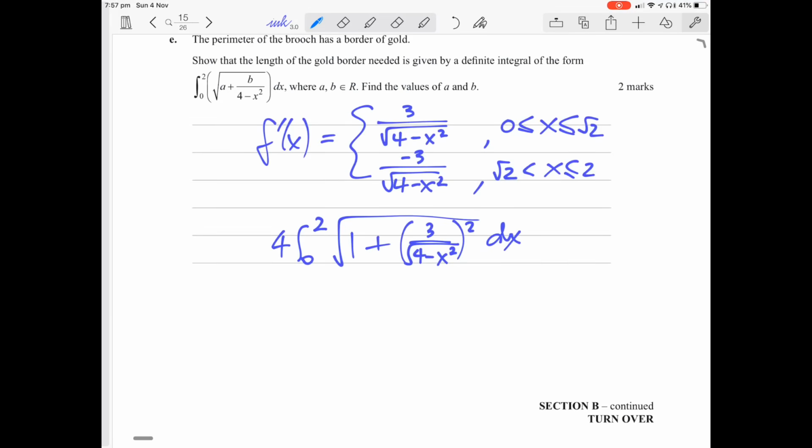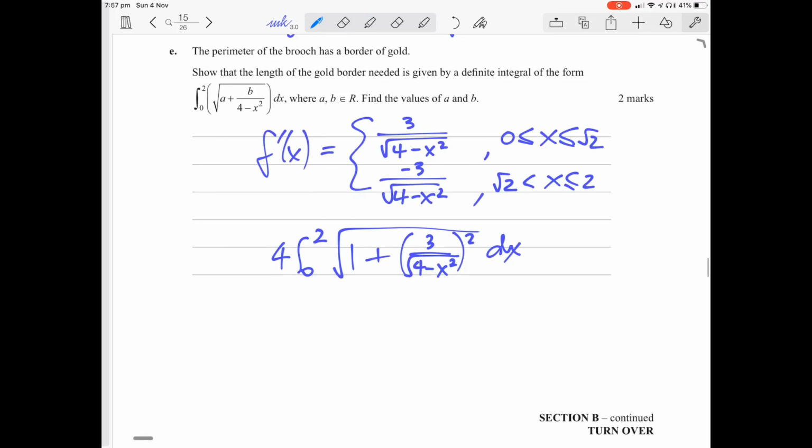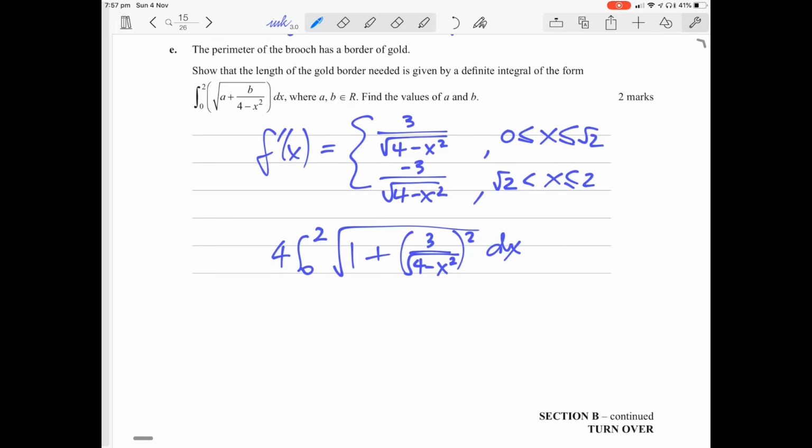Okay, so what form? 4 minus x squared. So if I square that, then I've got to bring the 4 in. Okay, so 0 to 2. I've got to square root it when I bring it in. So I'm going to get 2. That's right, isn't it? Yep. Plus, that's going to be 9. So I'm going to get 18 on 4 minus x squared dx.